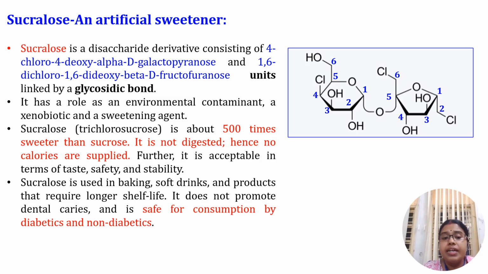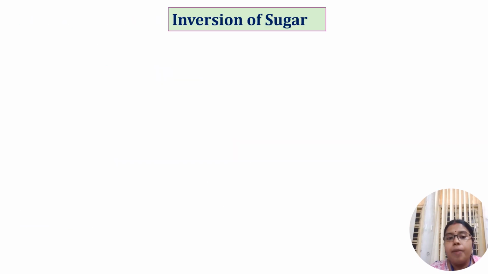Sucralose is actually 500 times sweeter than sucrose, but it is not digested. Hence, no calories are supplied. It is acceptable in terms of taste, safety and stability. It is also safe for consumption by diabetic and non-diabetic patients. One important property of disaccharides is the inversion of sugar.